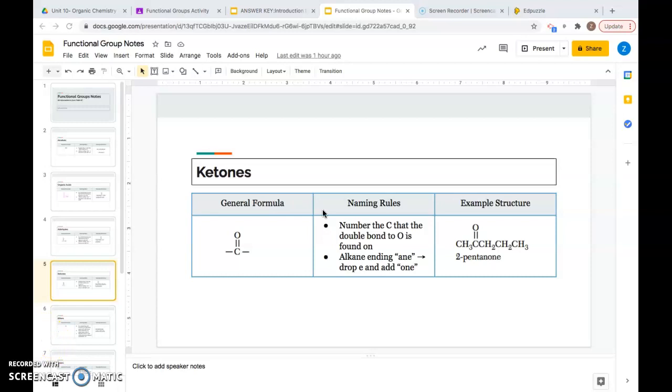Okay, next we have a ketone. Oh, sorry, no, we just went over that. Just wanted to make sure my thing was recording.